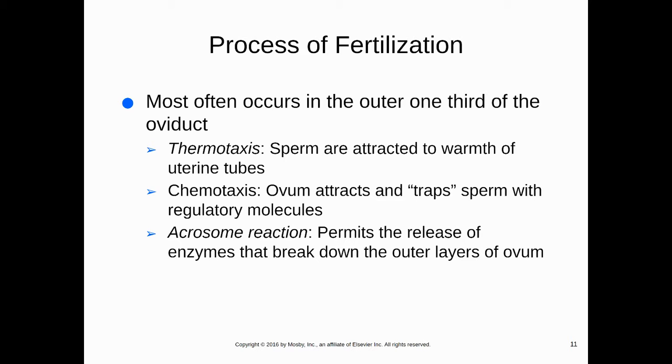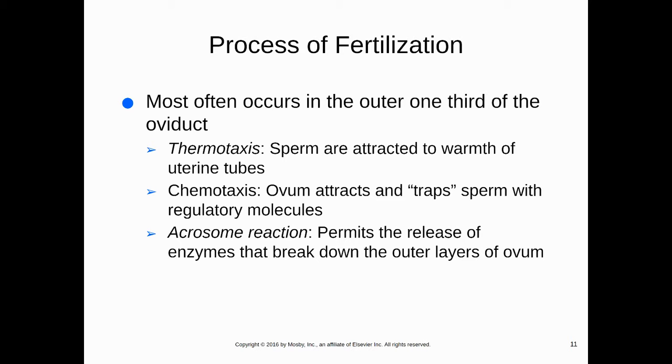Okay, so basically we have three different stages that occur with fertilization. There's thermotaxis, and this is when the sperm is attracted to the warmth of the uterine tubes, so it starts going towards the uterine tubes. Then the chemotaxis, which is when the ovum says, hey, I'm going to get that sperm, and they become trapped next to each other. And then the acrosome reaction.